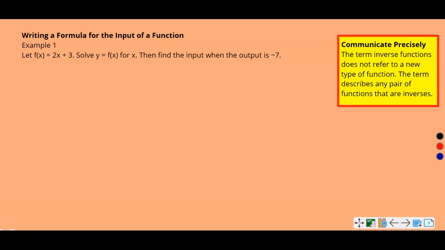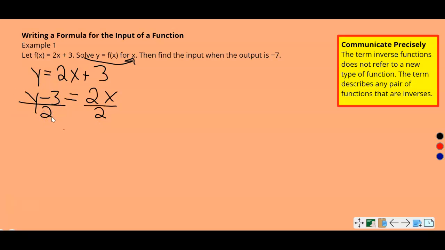So we're going to replace f of x with y, and we're going to have y equals 2x plus 3, and then it says solve for x. So we're going to subtract 3 from both sides, and then we're going to divide everything by 2. Remember, when you're solving an equation, you're kind of undoing the order of operations, so you're working backwards. If we solve for x, that is our new equation.